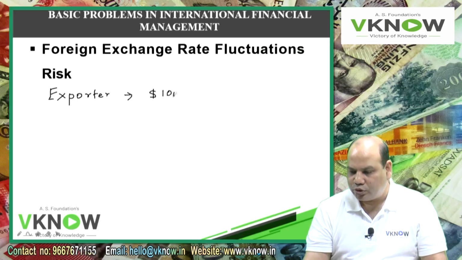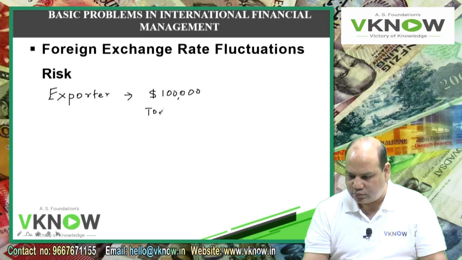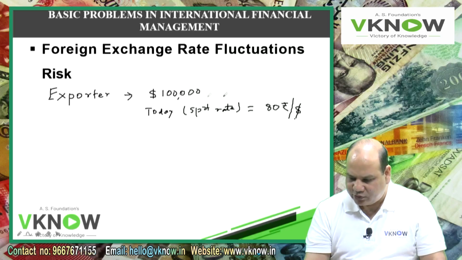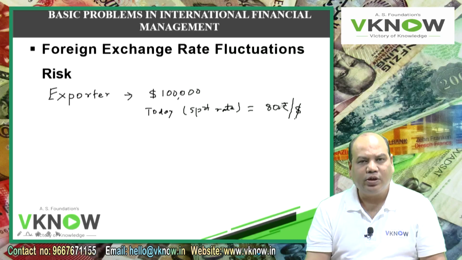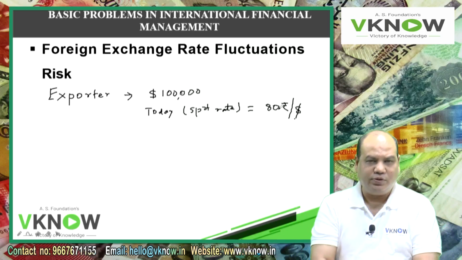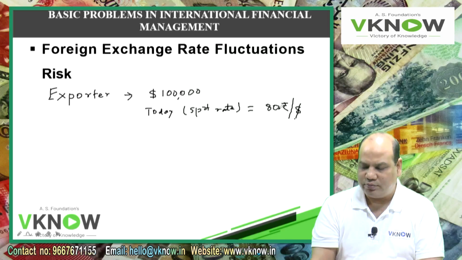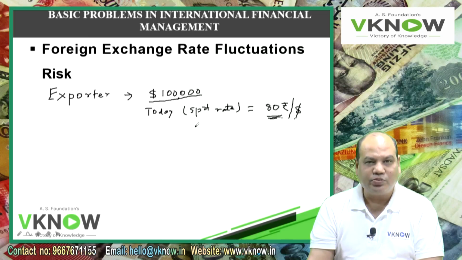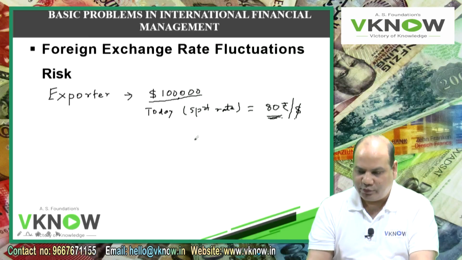See the risk involved. You have exported goods of $1 lakh. Today, which we will call in this chapter the spot rate, the spot rate is 80 rupees per dollar. So what did you think? I will receive 80 lakh rupees, 1 lakh into 80. If I get 80 lakh rupees, I will make sufficient profit. I will earn my target profit margin. And accordingly, looking at the spot rate today, 80 rupees, you quoted a price of $1 lakh. You thought I will get 80 lakh rupees, which will cover my cost of production and give me a profit margin.